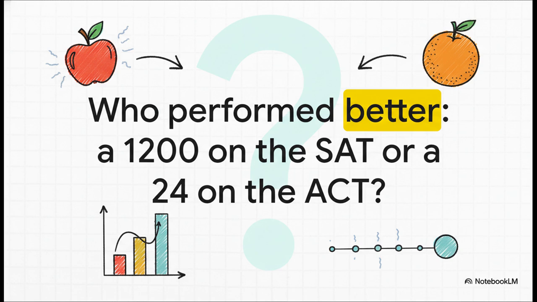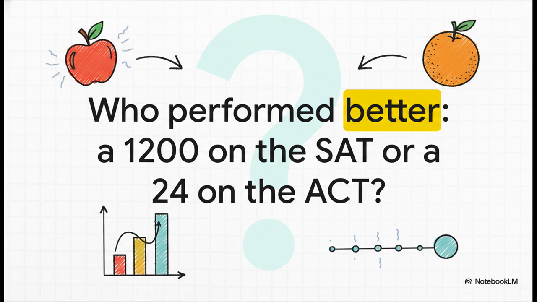So let's start with a classic puzzle. You've got two students. One gets a 1200 on the SAT, the other gets a 24 on the ACT. Now, who actually did better? They're two totally different tests with completely different scales. How can you possibly compare them fairly? It really feels like comparing apples and oranges, right?